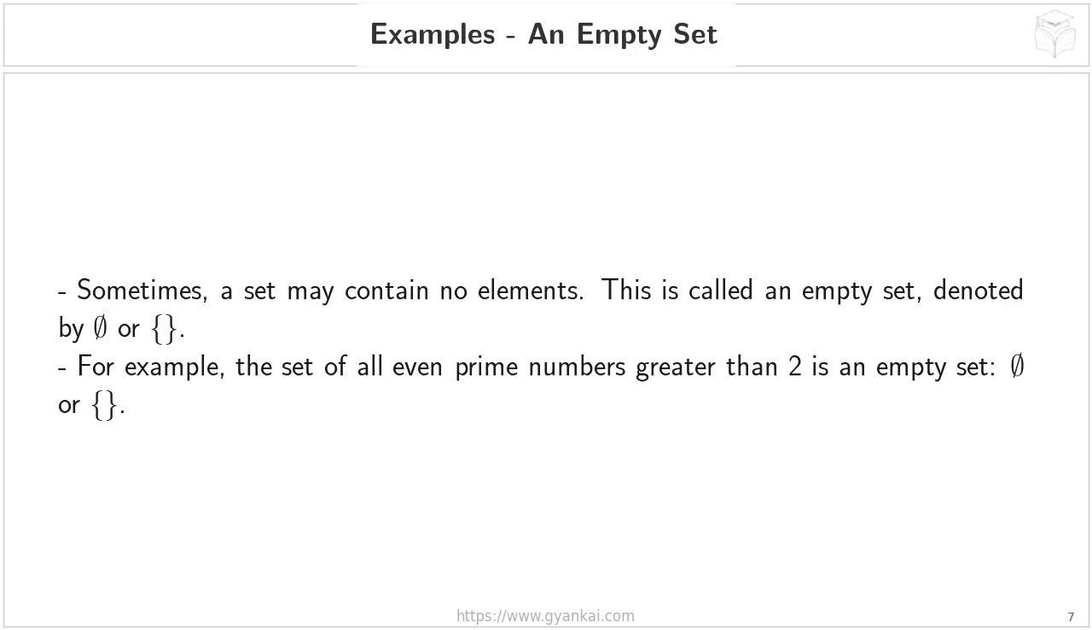Think about it. The first few prime numbers are 2, 3, 5, 7, and so on. The only even prime number is 2. So, if we're looking for even prime numbers greater than 2, there aren't any. Therefore, the set of all even prime numbers greater than 2 is an empty set, and we can represent it as either empty set or with empty curly braces.